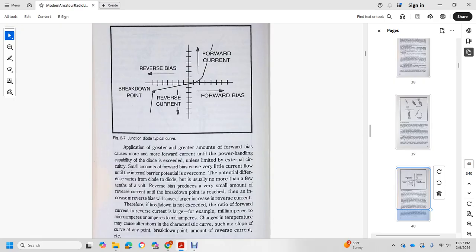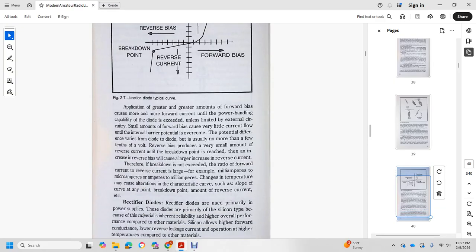The reverse bias produces a very small amount of reverse current until the breakdown point is reached. There is an increase of reverse bias voltage, which causes a large increase of reverse current. Therefore, breakdown occurs, and the ratio of forward current to reverse current is large, for example, milliamperes or microamperes compared to amperes and milliamperes. A change of temperature may cause alteration in the characteristic curves, the slope of the curve, the breakdown point, and the amount of reverse current.